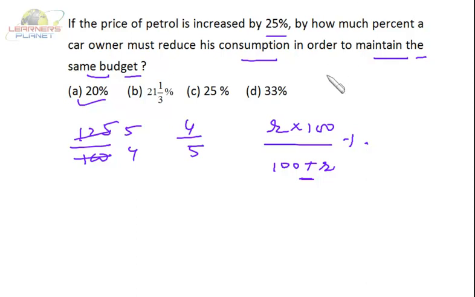If the price is doubled, consumption must be half. If the price is tripled, then the consumption must be 1/3. If the price is 4 times, then the consumption should be 1 by 4. So we are just playing with the fractions. In this case, the price is 5 by 4, so the consumption should be 4 by 5. 4 by 5 is 80%. So the consumption should be 80% of the previous consumption. That means a 20% decrease from the previous consumption. I hope you are getting my point.